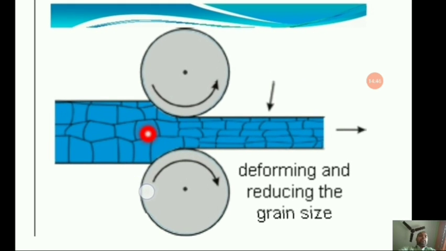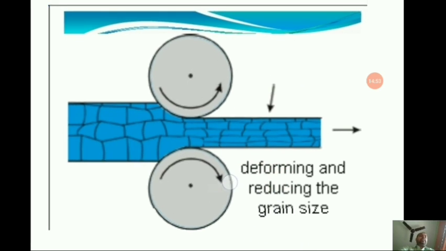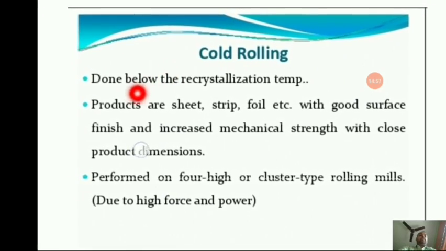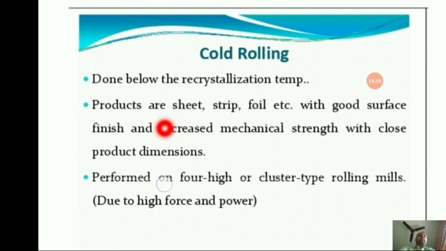Now, as I earlier discussed with you, the grain size is elongated after the rolling process. You can see over here, deforming and reducing the grain size. Okay. So next, coming to the cold rolling process, it is done below the recrystallization temperature. Products are sheet, strip, foil, etc. with good surface finish and increased mechanical strength.